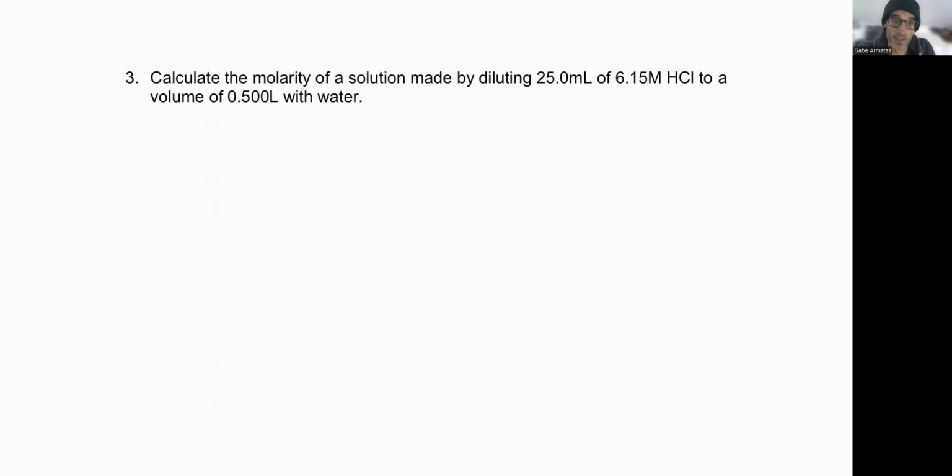So if we take a look at calculate the molarity of a solution, okay, so that's our target, molarity of a solution made by dissolving 25 mils of 6.15 molar HCl to a volume of 0.5 liters with water. So really important here. That 0.5 liters is the volume of solution. Because if you imagine how this is made, you take a 500 milliliter volumetric, add the 25 mils of concentrated HCl, then finish it off with water. So it's important to measure that I'm not adding 500 mils of water. I am finalizing that solution.